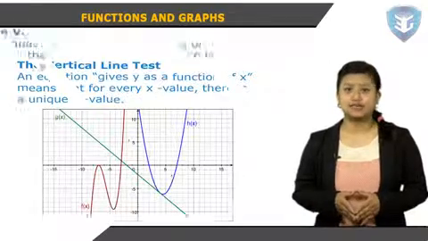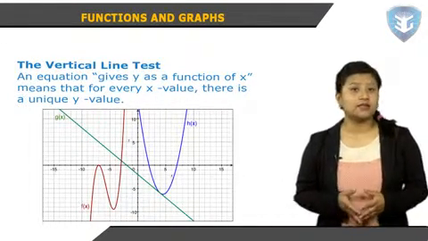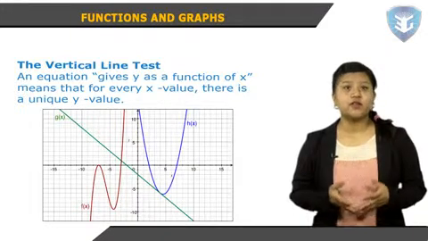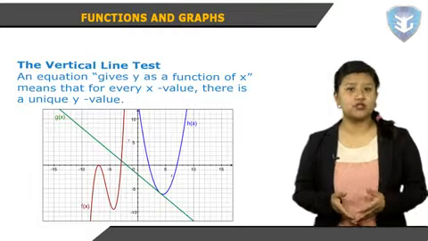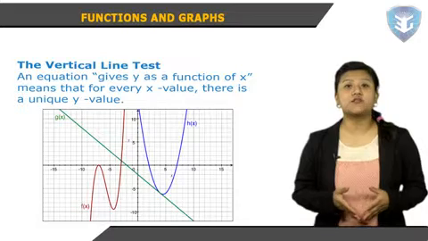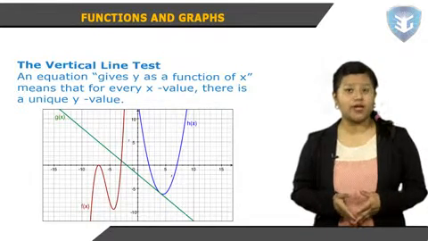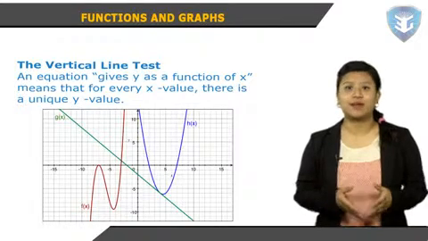The vertical line test. An equation gives y as a function of x, means that for every x value, there is a unique y value. From this fact, we can look at the graph of an equation to decide if the equation gives y as a function of x. If an x value has more than one y value in the equation, then there will be more than one point on the graph that has the same x coordinate.